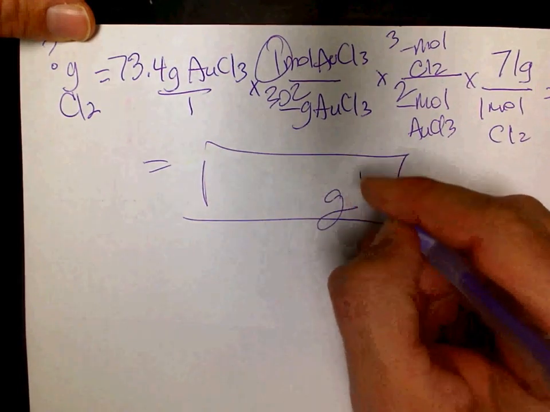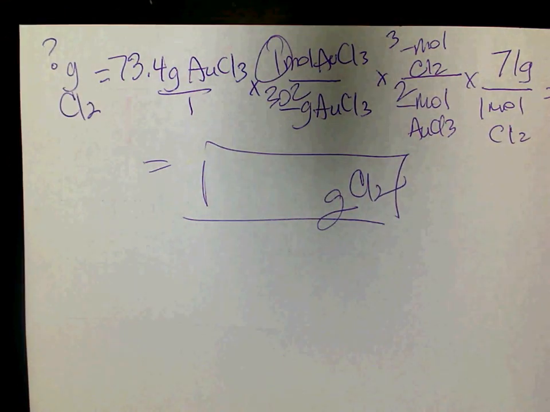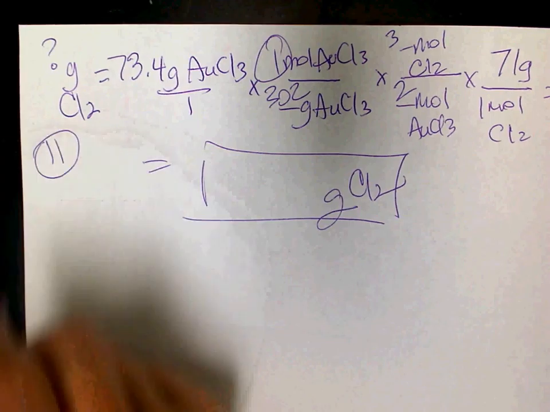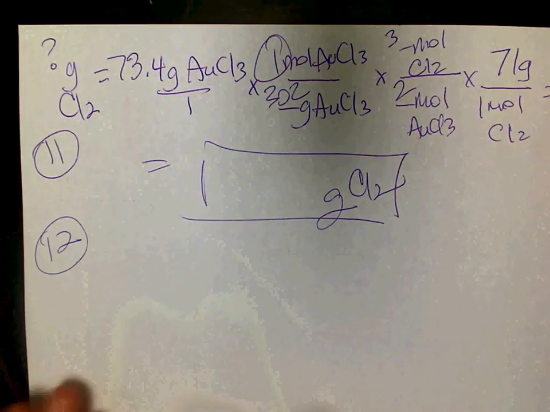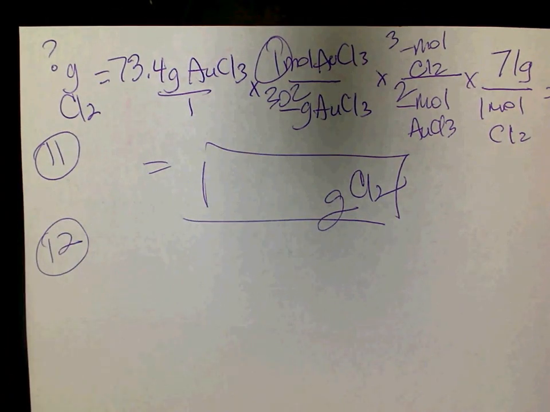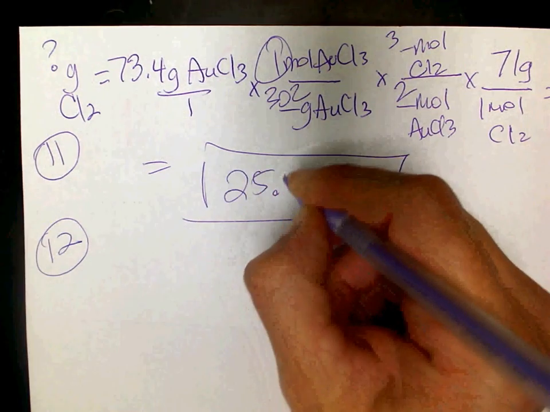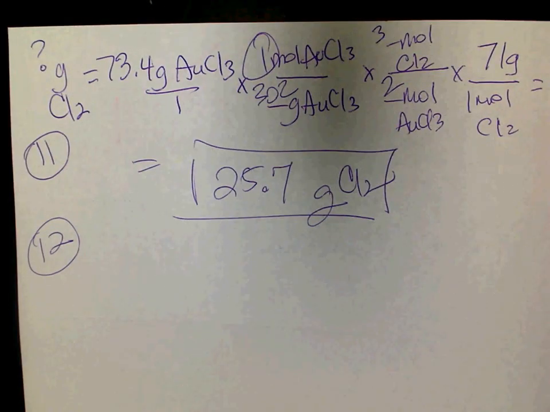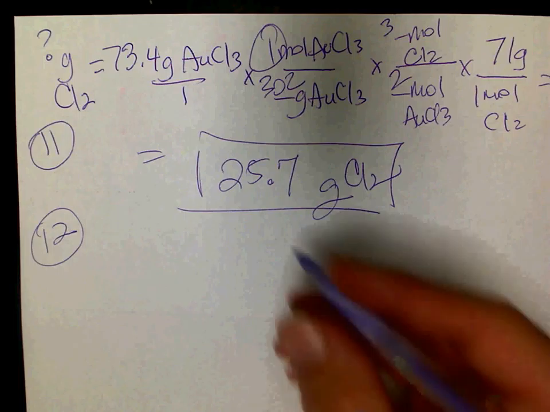I'm going to need a calculator expert right here. The correct answer to number 11 is A, so I'm going to say it must be 25.7. Corbin, you want to verify that?